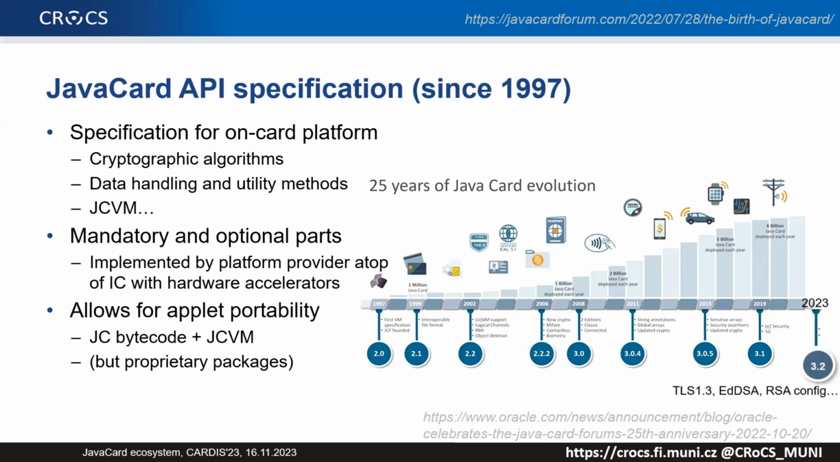So this picture is almost complete. We have, since January this year, the newest 3.2 specification, which is adding some Edwards curves, DSA, and TLS 1.3 support and so on. And two more things. This graph suggests the number of cards is still rising, which is not really true. It is somehow plateauing. We are around 10 billion pieces sold per year.